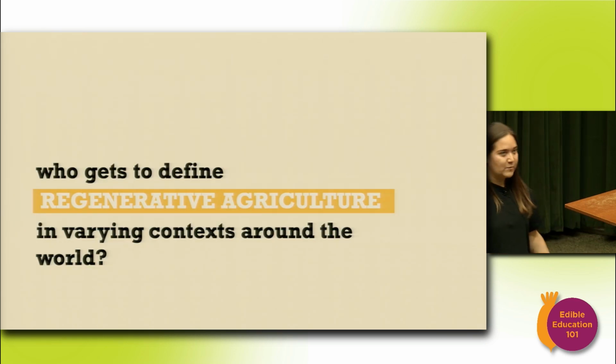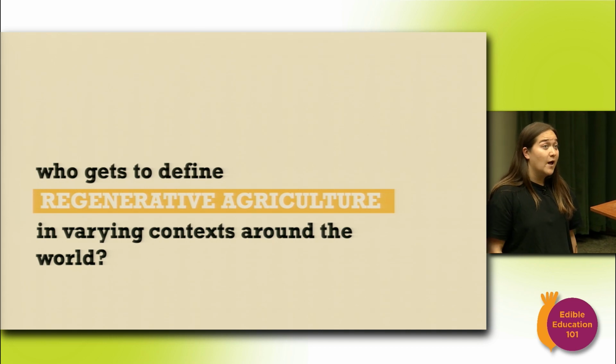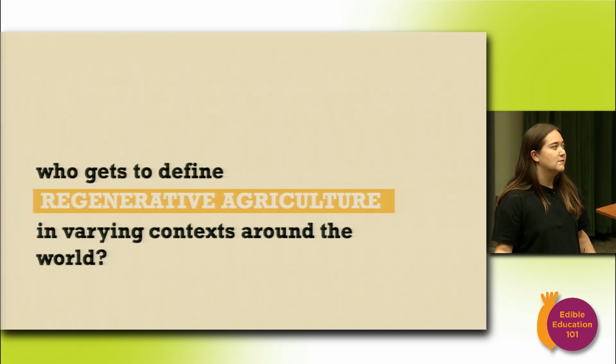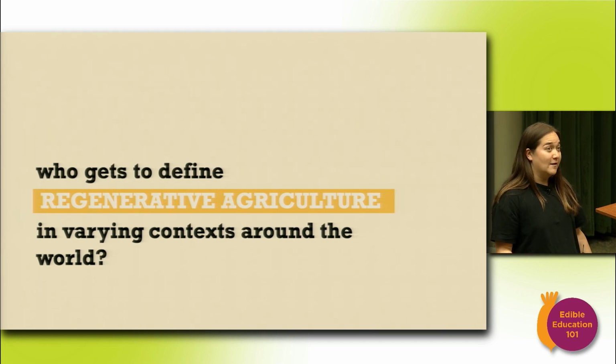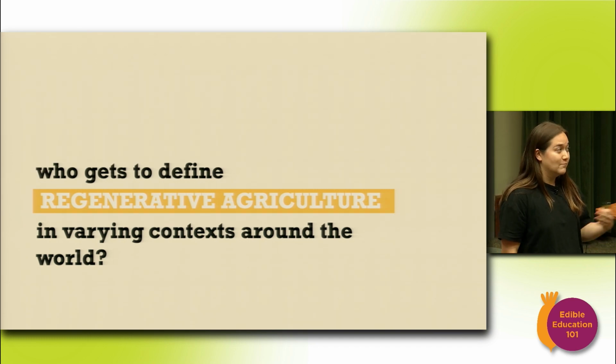And I think this brings me to a question that internally we've been talking a lot about at our company, which is who gets to define what regenerative agriculture is in varying contexts around the world? Because for instance, here we don't have jack trees, so we don't talk a lot about biodiverse systems that include jack trees. But in Sri Lanka, I certainly would think that people would look to the jack tree as a form of biodiversity and regenerative systems that is rooted in the cultural context of the place, in the historical context.